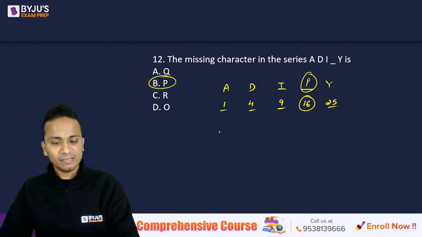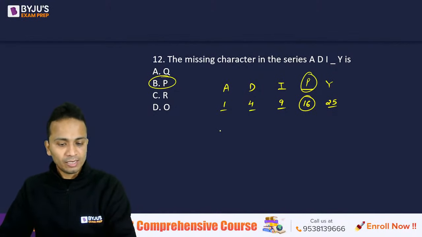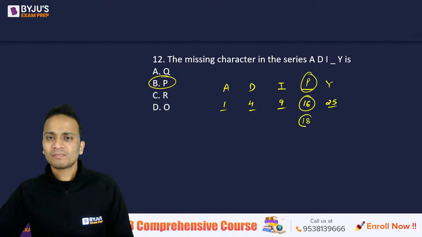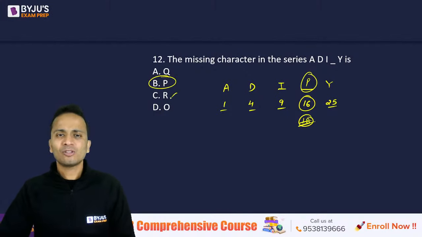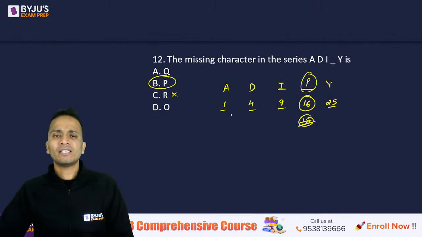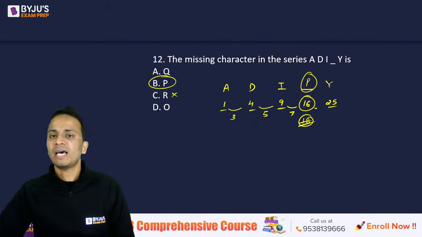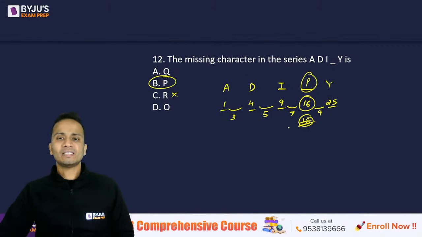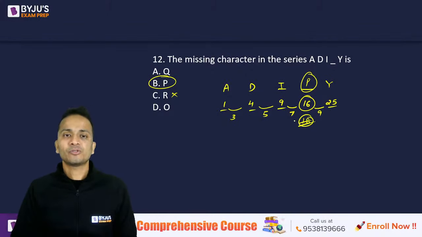Bharat, is it clear? Sonal, I hope I am clear. ठीक है, I don't know 18 कैसे आया यार तुम लोगों का. I don't know, 18 R तो नहीं आना चाहिए. Even if you look at the difference here, it is 3, then 5, then the difference should have been 7 and then 9. So अगर मैं differences भी check करता हूँ तो भी आंसर यही आएगा, 16, that is P. Okay, so correct answer is option B, that is alphabet P.